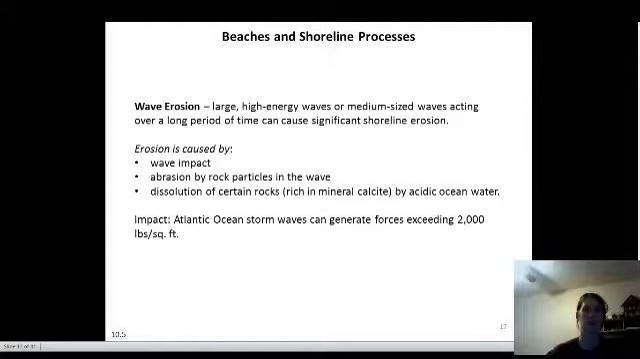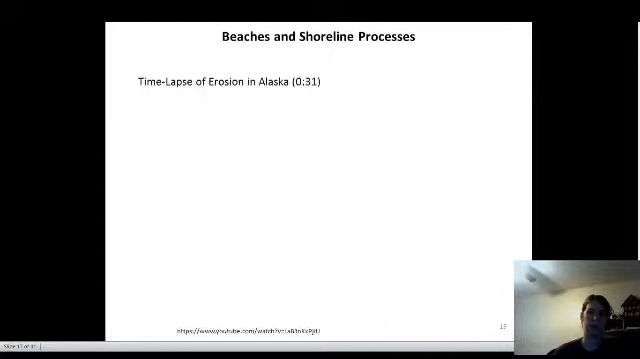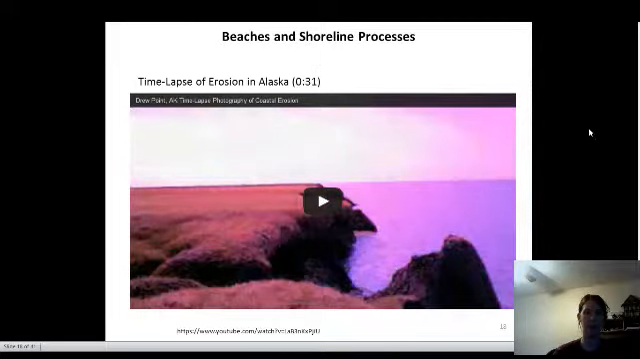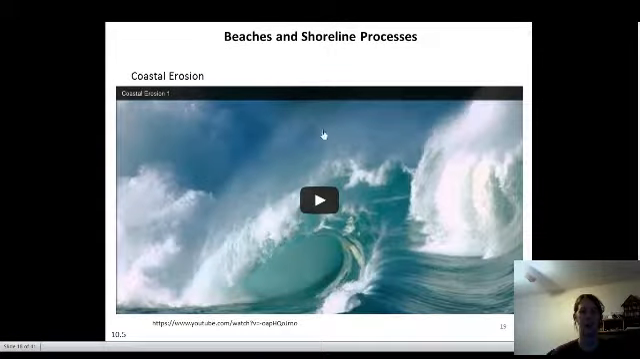Now, beaches and shorelines undergo significant wave erosion. This is where large high-energy waves or medium-sized waves over a long period of time cause significant shoreline erosion. This is caused by either the wave impact, abrasion by rock particles within the wave, or dissolution of certain rocks, such as limestones that are rich in calcite, by the acidic ocean water. The Atlantic Ocean storm waves can actually generate forces exceeding 2,000 pounds per square foot. So this is just a time lapse of the erosion of a shoreline in Alaska. And here's another coastal erosion video, so please watch these on your own time.